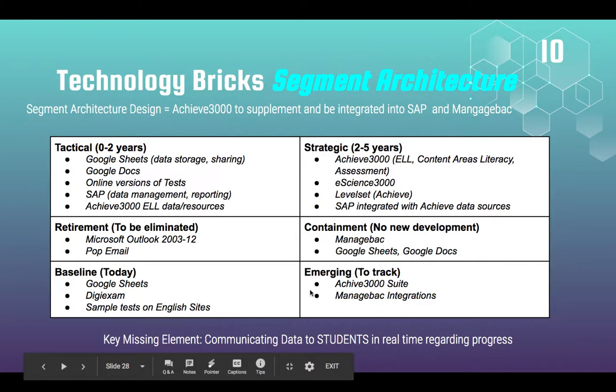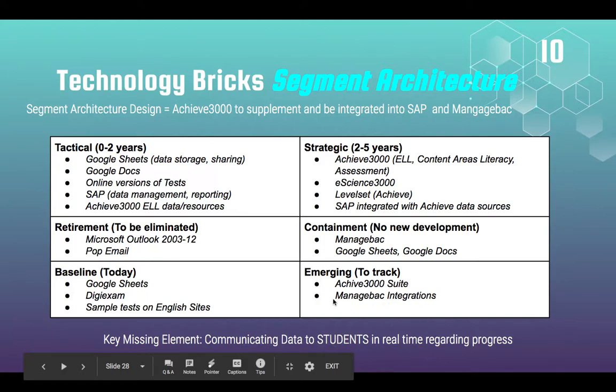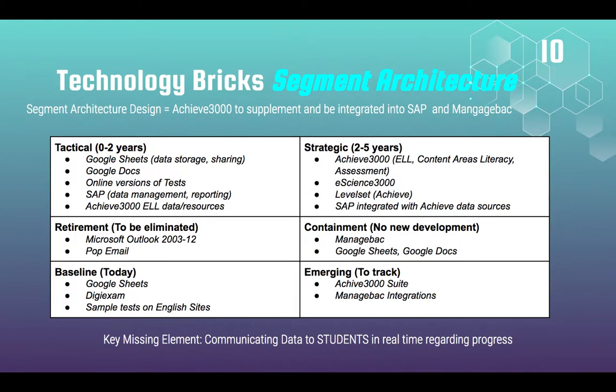And what we would like to look for in terms of emerging technologies would be other options and things coming out of the Achieve 3000 suite, and I realize I misspelled it, sorry about that, and also ManageBac integration. So ManageBac is actually pretty forward thinking, and just in the past few years they've made several integrations with other programs, including Google Drive, and so it's not unthinkable that Achieve 3000 might get in there.